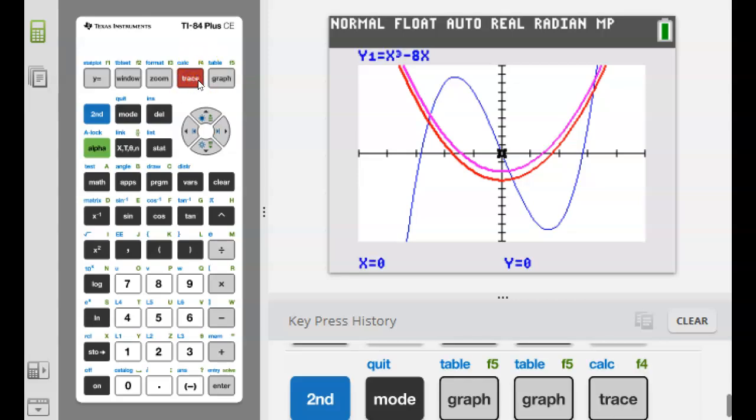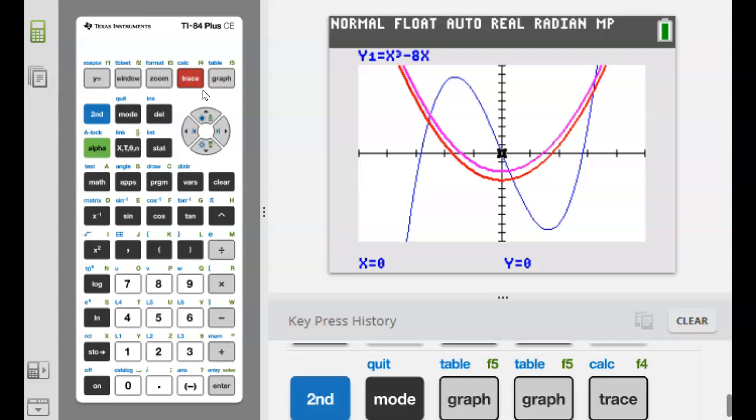So I'm going to go to my trace. And you can see right now I'm on my y1. And that's my x cubed minus 8x, which is what we expected. Okay. Now I want to go ahead and change to one of the other ones.